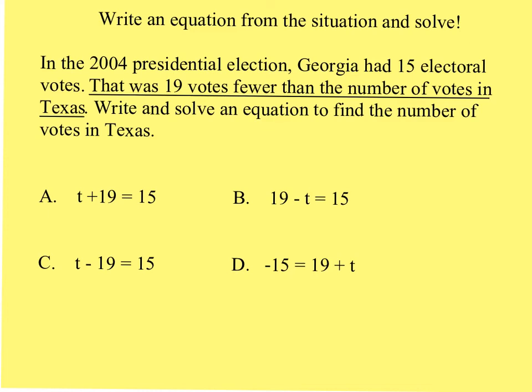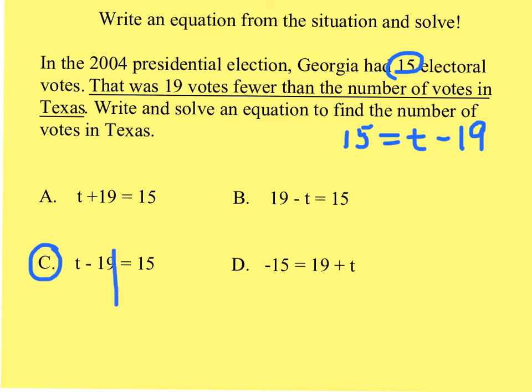All right, so let's see if we wrote the equation correctly. So here we have Georgia. They had 15 electoral votes. And it says that that was 19 votes fewer than the number of votes in Texas. Fewer than, remember, is similar to less than. So here's our equation: 15 equals T minus 19. That would be choice C.